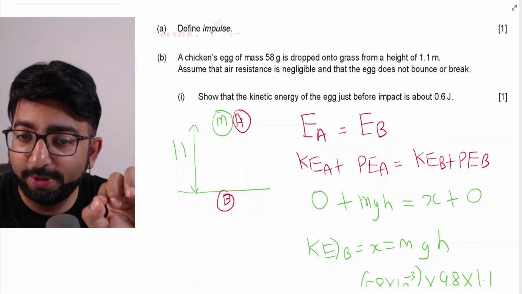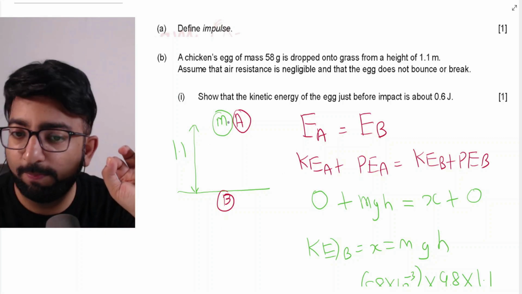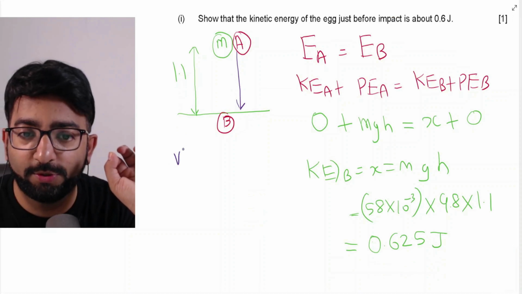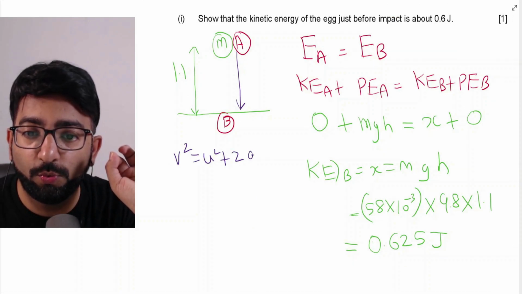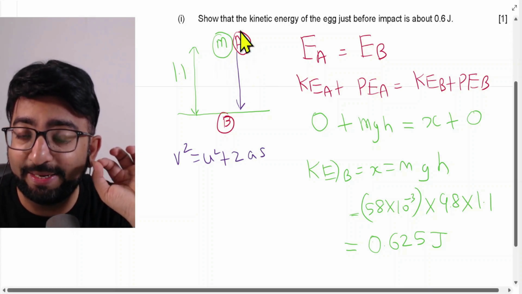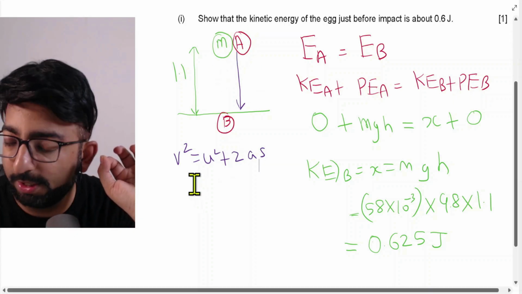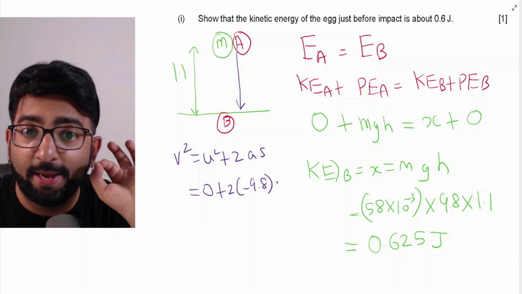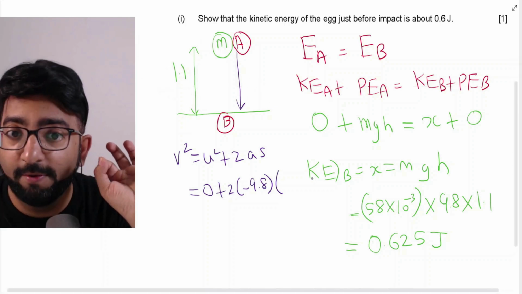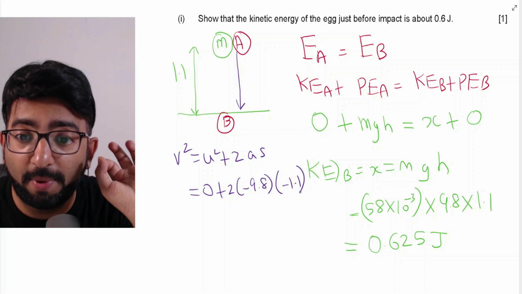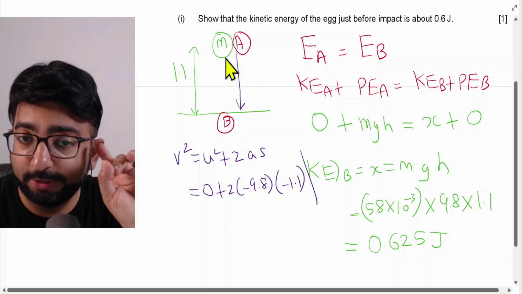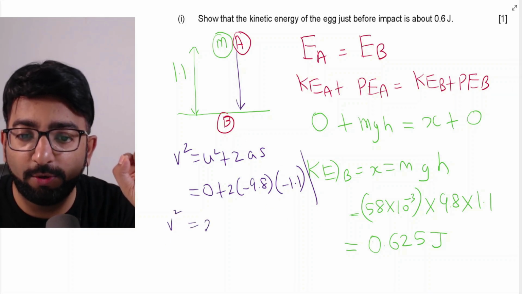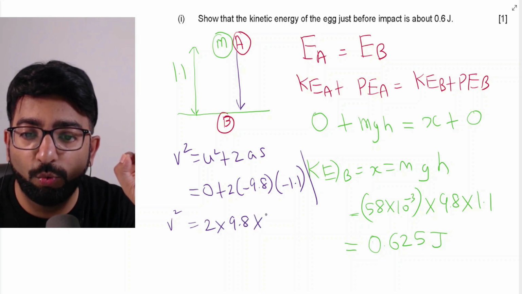We could have solved the same question using the Stewart equation. If I consider point A to B, let us use v squared is equal to u squared plus 2as along the y direction. Since the egg was dropped, initial velocity we will write as 0, plus 2 times acceleration, which is negative 9.8, and displacement, which is the height in this case, negative 1.1. Why minus? Because the egg is going downwards, displacement is downwards. That's why we put a negative sign. Hence, v squared is 2 into 9.8 into 1.1.